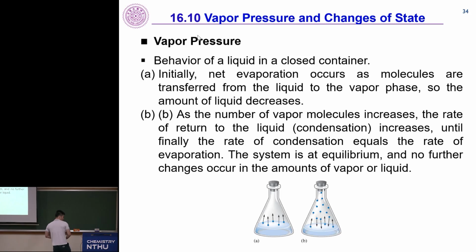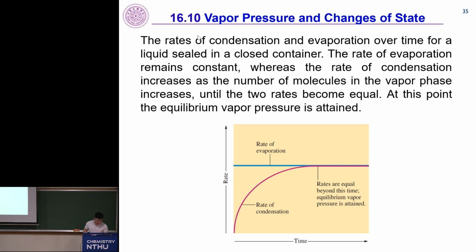And of course, this vapor pressure will vary depending on the identity of your liquid. And just like I mentioned just now, it's an equilibrium between gas phase and liquid phase. So it's going to work as though it's a chemical equilibrium. So for liquids sealed in a closed container, the rate of evaporation remains constant. Rather, the rate of condensation increases as the number of molecules in the vapor phase increases, until the two rates become equal. At this point, the vapor pressure is reached.